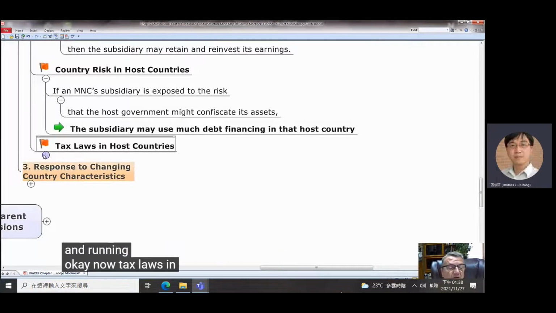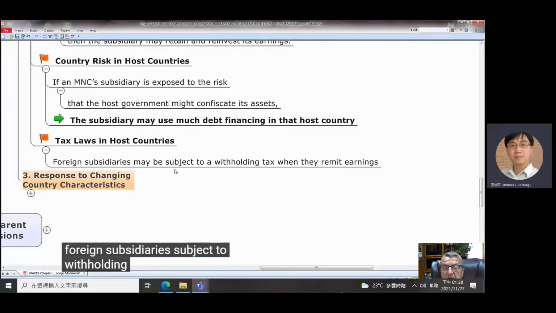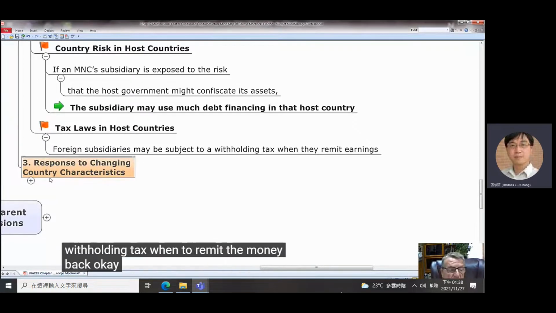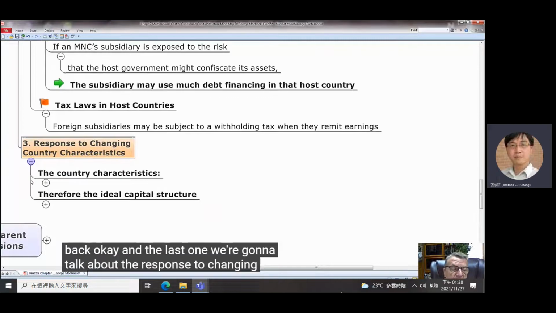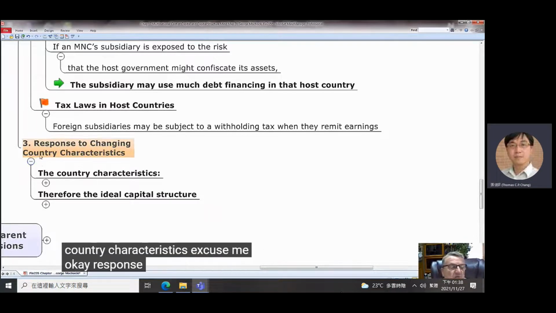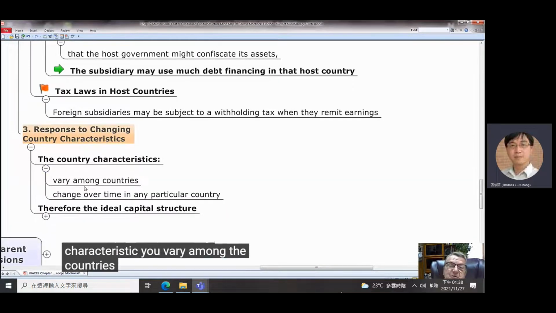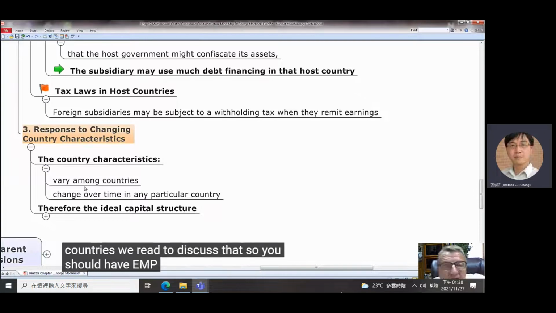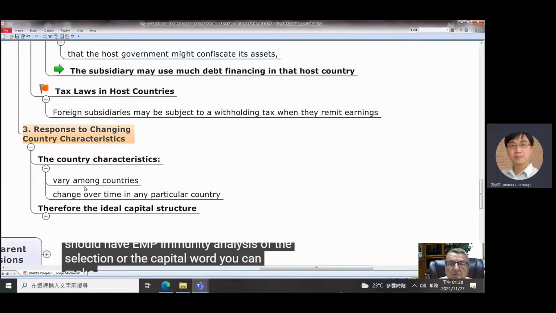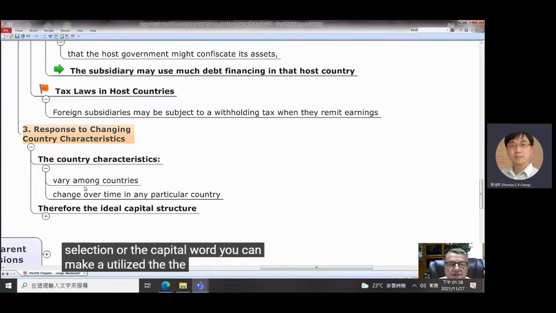Okay. Now, tax laws in the host country, foreign subsidiaries may be subject to withholding tax when they remit the money back. Okay, and the last one we're going to talk about is the response to changing country characteristics. Okay, country characteristics. What are country characteristics? They vary among the countries. We already discussed that. So again, when you're doing the analysis of the selection of the capital, where you're going to utilize the best location, you look at different analyses, different scenarios, and remember, you have software to do that.